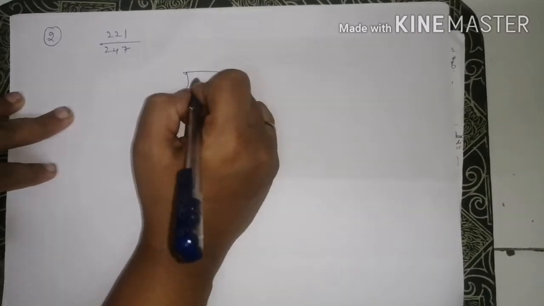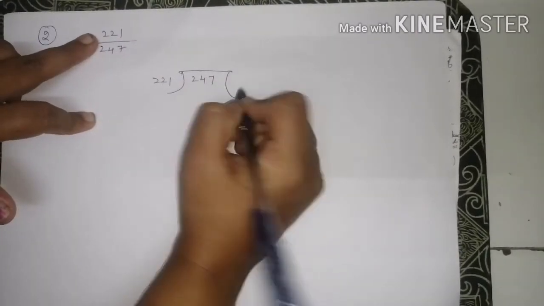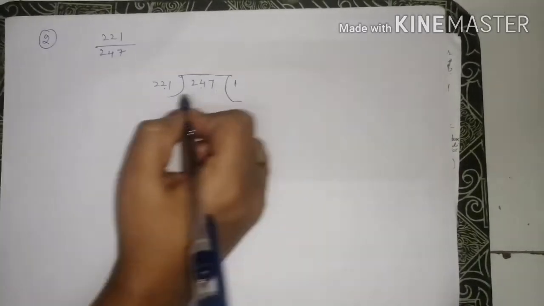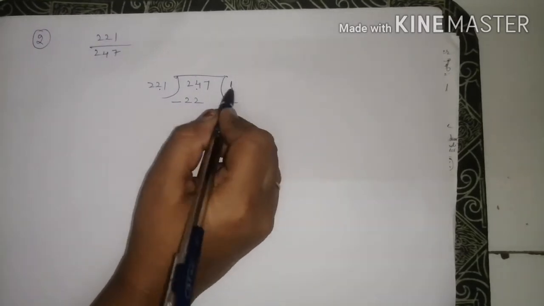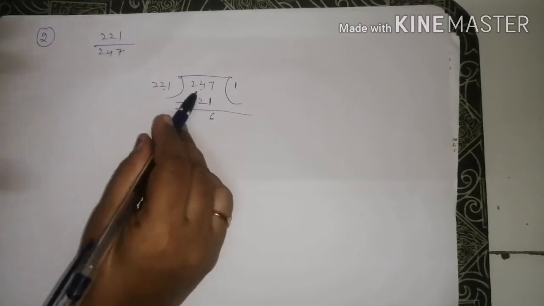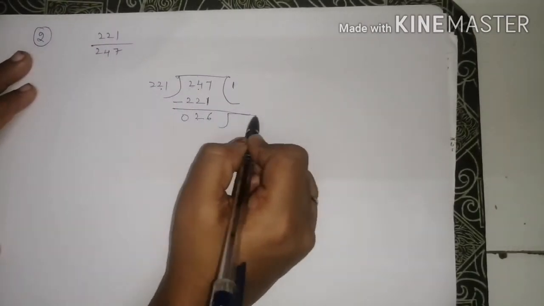So let's divide 247 by 221. The nearest will be 1 only for 247. 221 times 1 is 221. If you subtract it, you will get 7 minus 1 is 6, 4 minus 2 is 2, 2 minus 2 is 0.